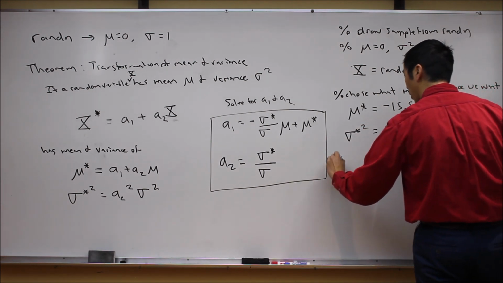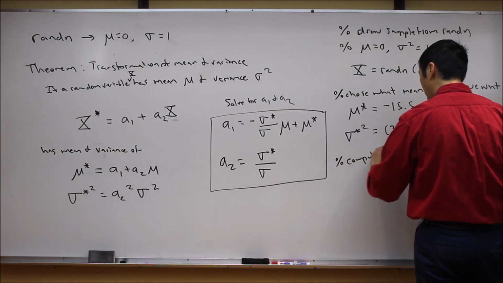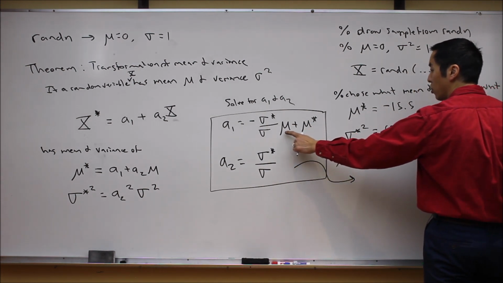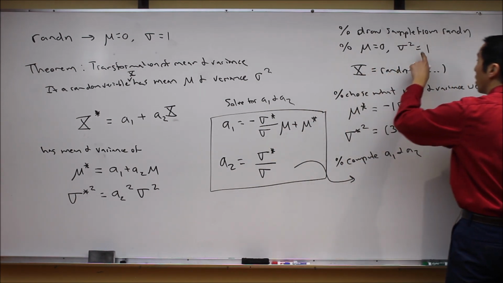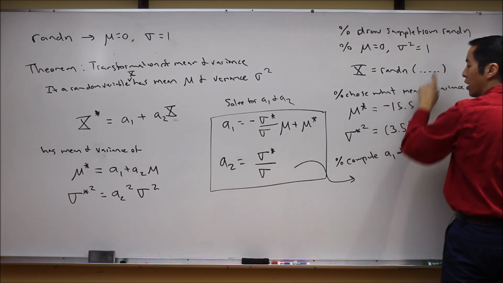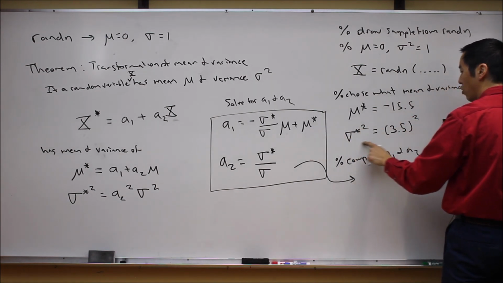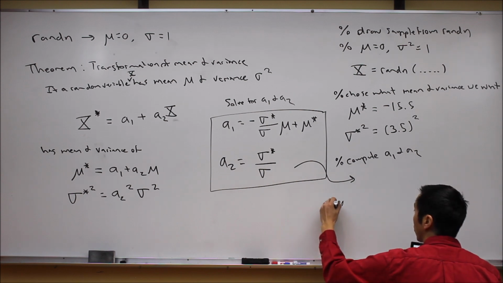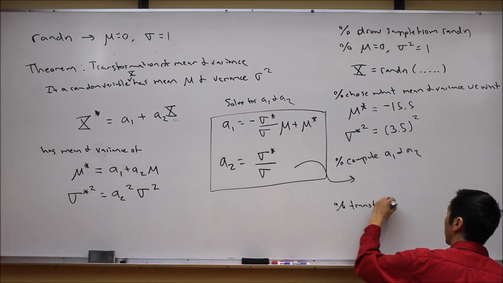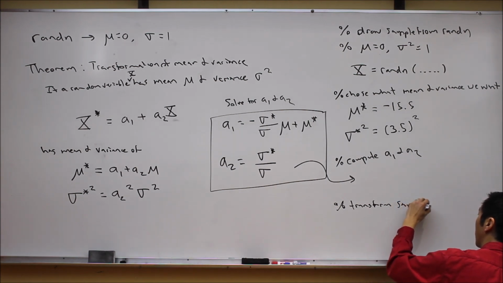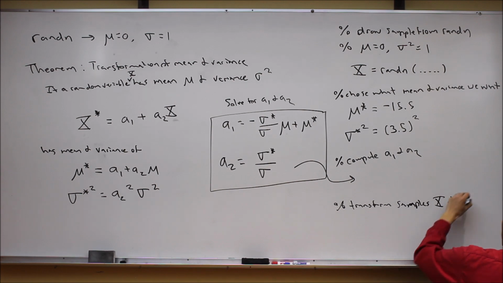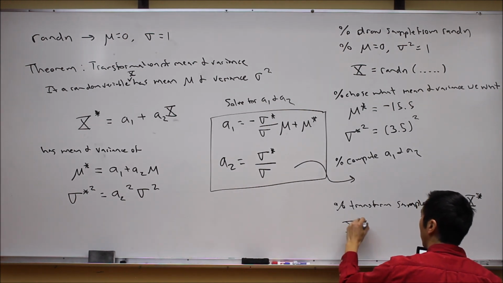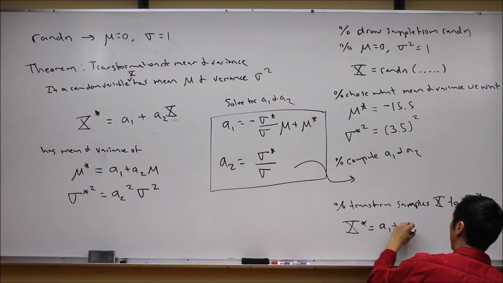So what I can now do here is go ahead and compute A1 and A2 using our equations over here. Just plug those in, because you can see now you've got everything you need. You know mu is 0. You know sigma is 1, since you take the square root of 1, you get 1. You know what you want the mean to be, that's mu star, and you know what you want the variance to be, that's sigma star. So you've got everything you need to calculate A1 and A2. Now what you can do is transform the samples, the samples capital X, to X star using this relationship we had here. So finally, X star is just going to be A1 plus A2X.